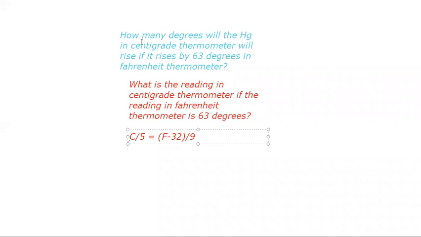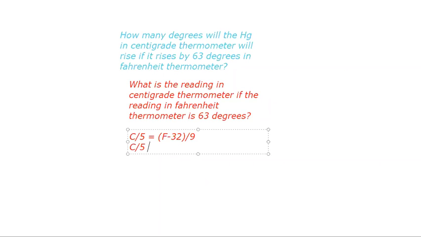Here are two questions that you have to do. First question, how many degrees will the mercury in a centigrade thermometer rise if it rises by 63 degrees in a Fahrenheit thermometer? And the second is, what is the reading in a centigrade thermometer if the reading in a Fahrenheit thermometer is 63? In the second question, you can easily apply this formula, C by 5 is equal to F minus 32 by 9, and you will get your answer.